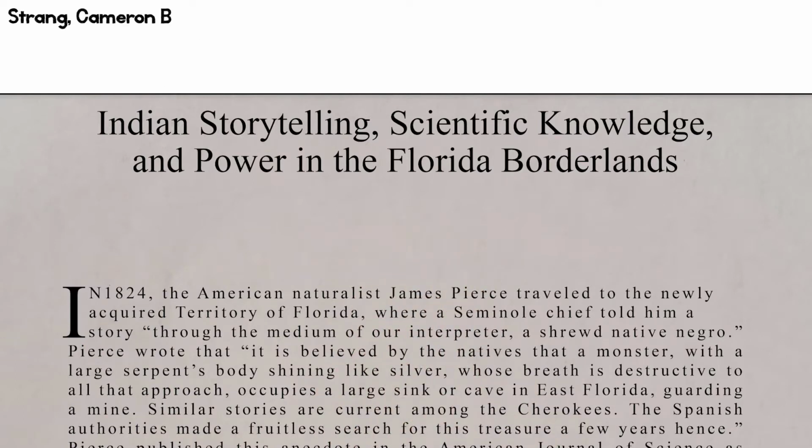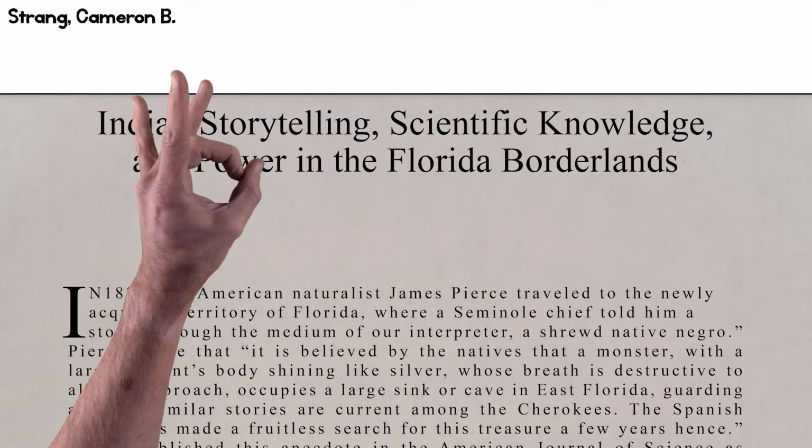Turabian requires authors' names to be inverted to make it easier to put citations in alphabetical order. And then we add a period to indicate that this section of the citation is complete.